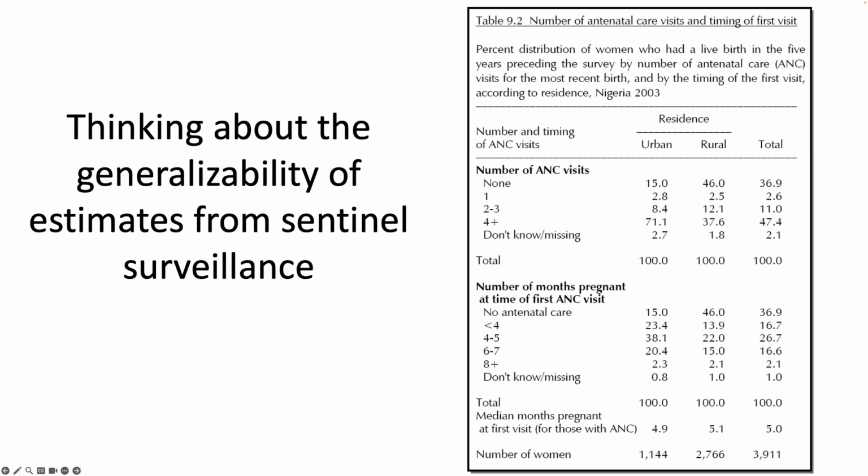So all of this is just to say that it's really important to consider the potential biases that may influence sentinel surveillance estimates and how these might impact the ability to generalize beyond the sites and the populations in whom the surveillance data are being collected.